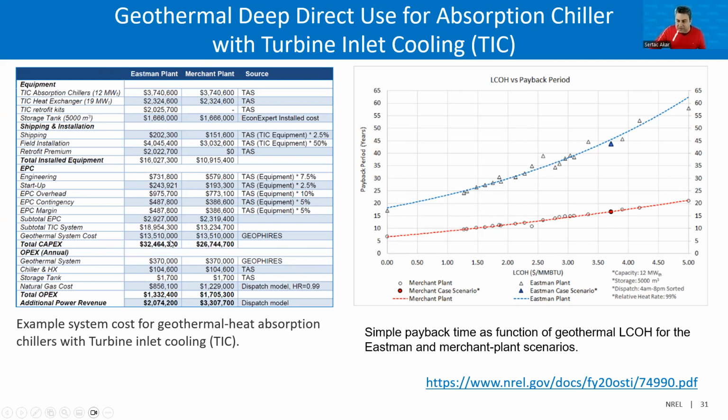And then we look at the LCOH. So this is the graph for the LCOH versus the payback period. The LCOH can be exactly the same in both projects, around, let's say, $3.8 per MMBTU, which is very close to the natural gas price. Looks very promising. But if you look at the payback period, because of these high costs, the payback period is like almost 40 years.